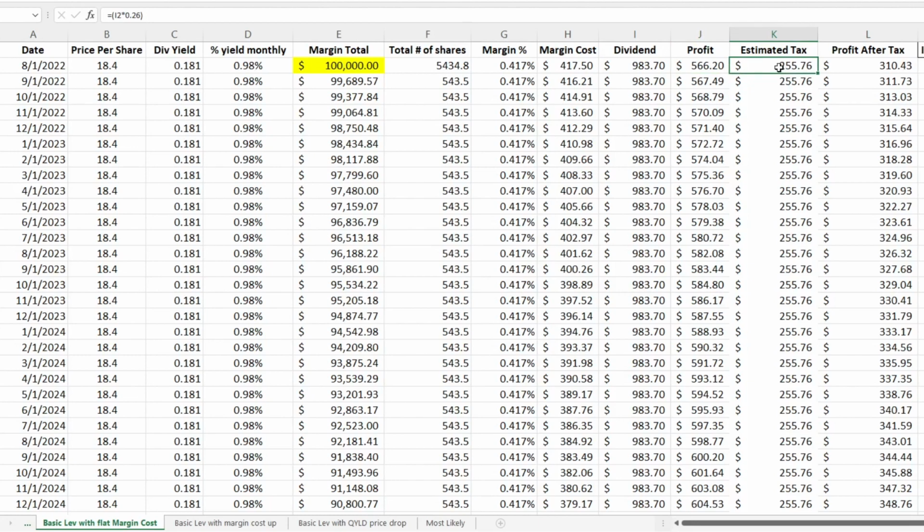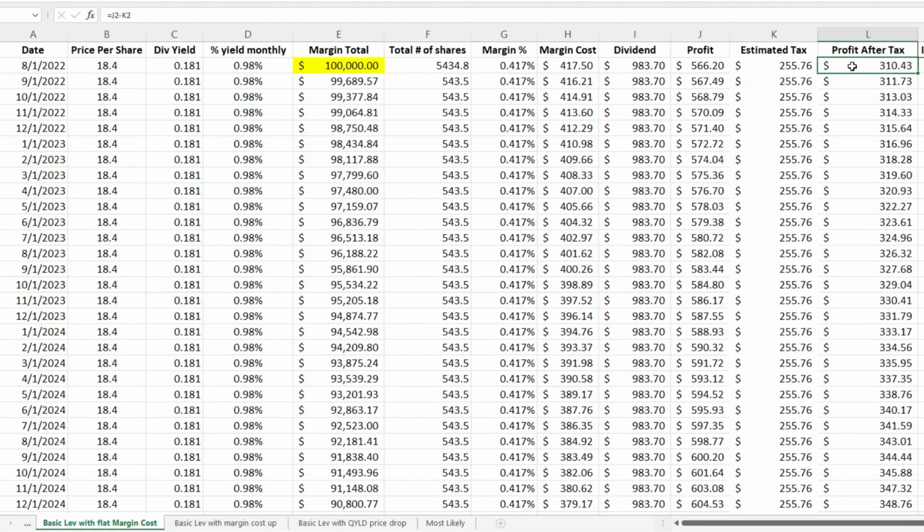The reason I chose 26% is because the average tax in America is 22%. And then I just added a healthy 4% because some people make more money, some people live in New York. There's a lot of factors that go into it. But we're just going to assume that 26% of our profits are going immediately to Uncle Sam.